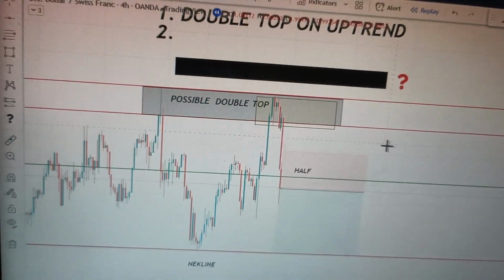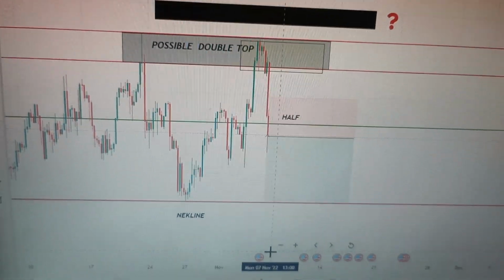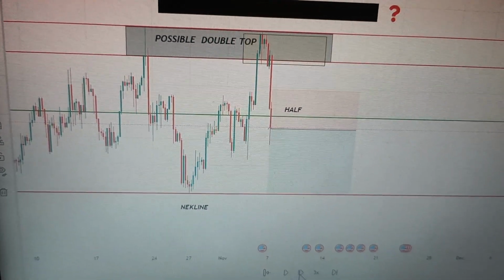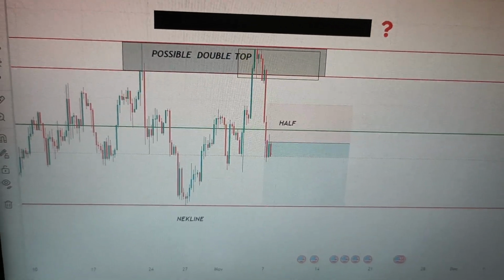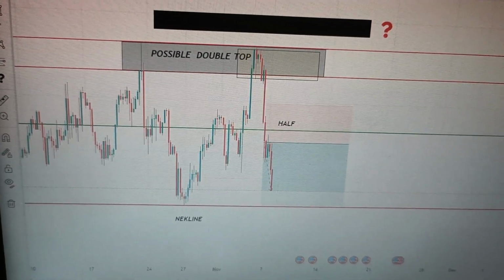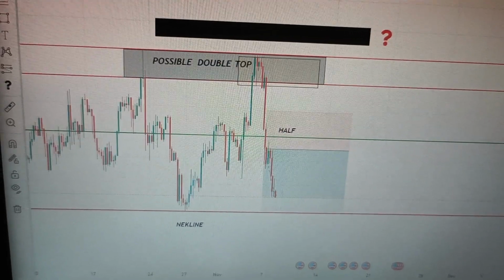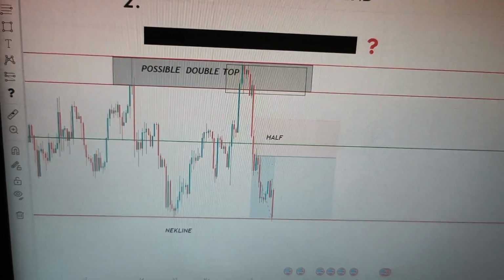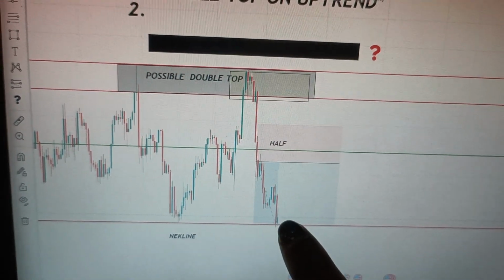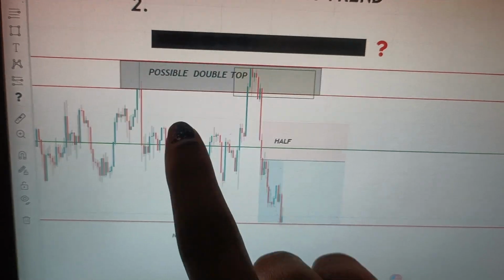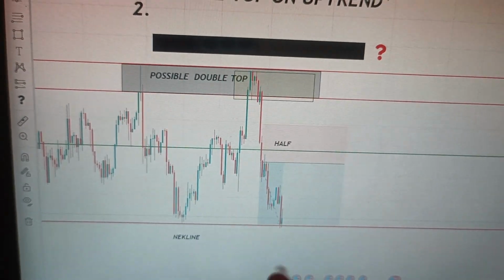So let's try and see if the market really did what we wanted. So did it reach to the neckline? So we want to see if the market tapped the neckline. So you have to be patient. You can see the double top really dropped. And you have to understand that not all possible double top behave the same way.